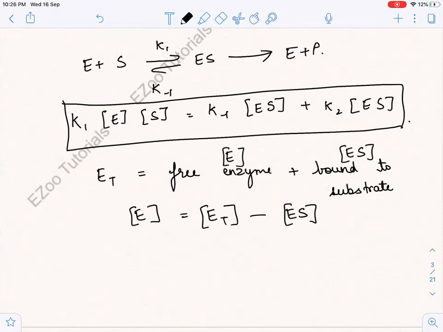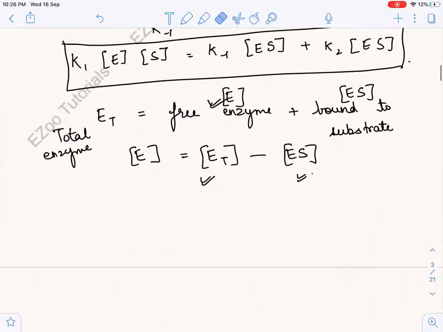तो हमारा क्या निकल आया? E निकल आया. व्हाट इज E? E इज टोटल एंजाइम minus bound to, and this is very logical also, right? टोटल एंजाइम में से जो सबस्ट्रेट से बाउंड है और वो फ्री एंजाइम, दिस इज फ्री एंजाइम. दिस इज वेरी लॉजिकल आल्सो. Now we will put this in this reaction. Let us see क्या बन जाता है.